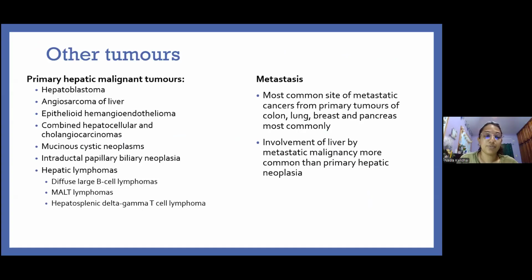Other liver tumors, primary hepatic malignant tumors: hepatoblastoma, angiosarcoma of the liver, mucinous cystic neoplasms, and hepatic lymphomas as well. And as we know, the liver is the most common site of metastatic cancers from primary tumors elsewhere, and involvement of the liver by metastatic malignancy is more common than any primary hepatic neoplasia.